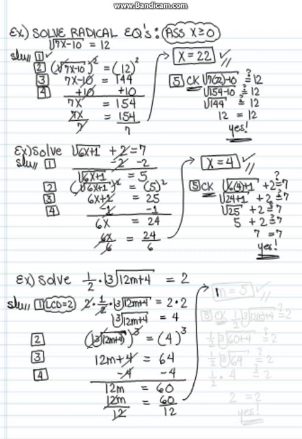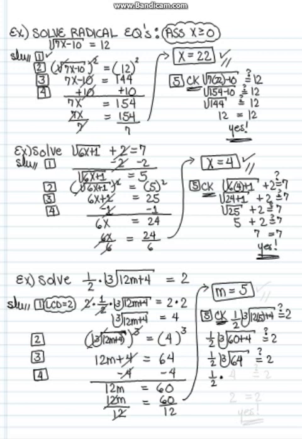And finally, step 5, check your solution to make sure it's good. Plug 5 in place of m into the original equation. So we have 1/2 times the cube root of 12 times 5 plus 4, and a question mark. Is that equal to the other side 2? That's 1/2 times the cube root of 60 plus 4. Is that equal to 2? That's 1/2 times the cube root of 64. Is that equal to 2? That's 1/2 times 4. 4 is the cube root of 64. Is that equal to 2? Well, yeah, 1/2 of 4 is 2. So 2 is equal to 2, which means our answer, m equals 5, is a valid solution.